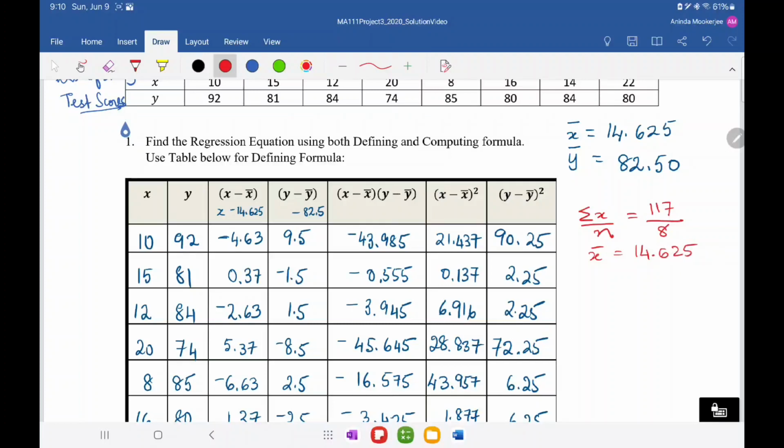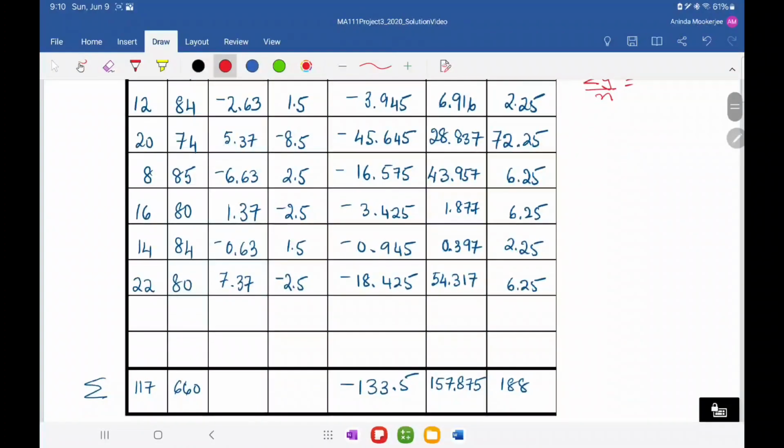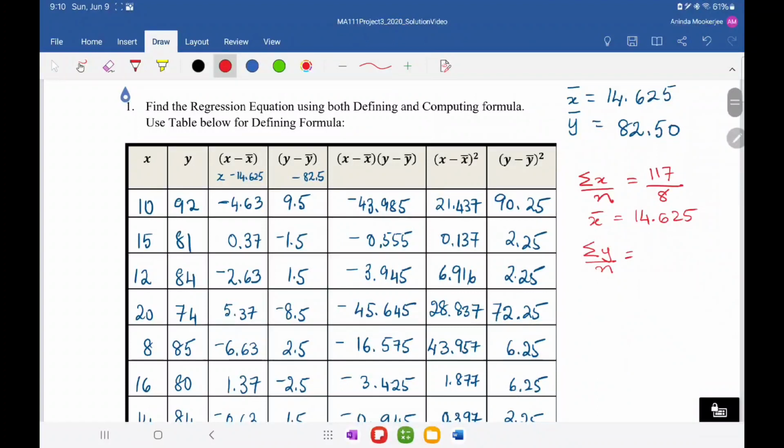All right. We have to do the same thing to find the y bar. So again, it's going to be sigma y divided by n. This time you have to sum up all the y values in the second column, and the total was 660. So let's write 660 divided by n, which is still 8. So y bar is 82.50.